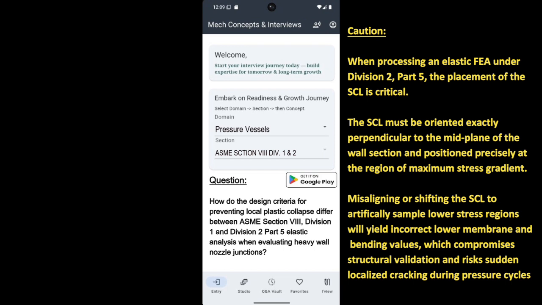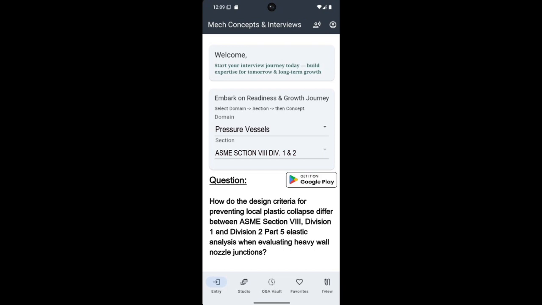If a junior engineer misaligns or shifts the SCL slightly to artificially sample a lower stress region, the software will output passing membrane and bending values. Which gives a false sense of security. Exactly. This fundamentally compromises the structural validation, leaving the vessel vulnerable to sudden localized cracking during intense pressure cycles, all while the documentation falsely claims code compliance.